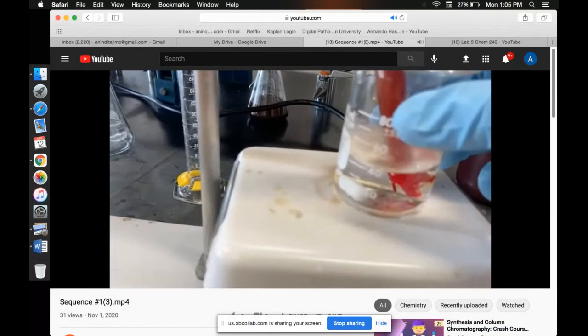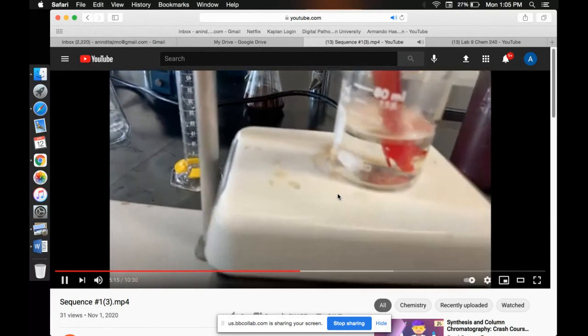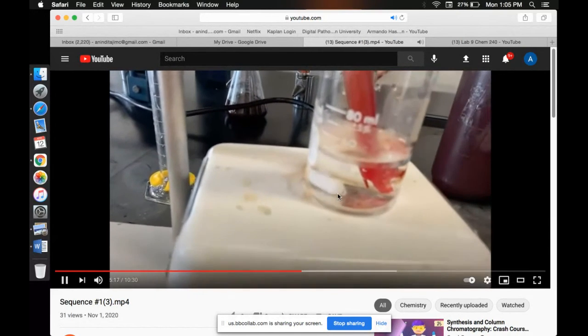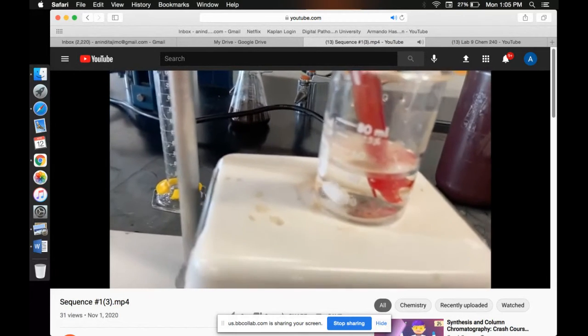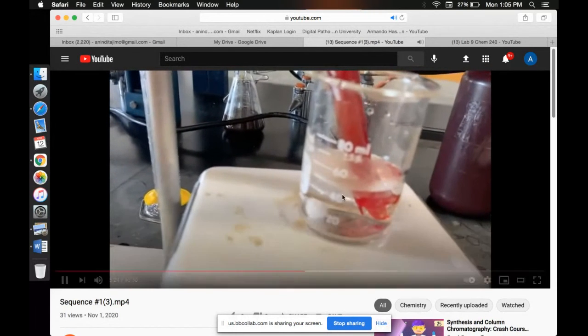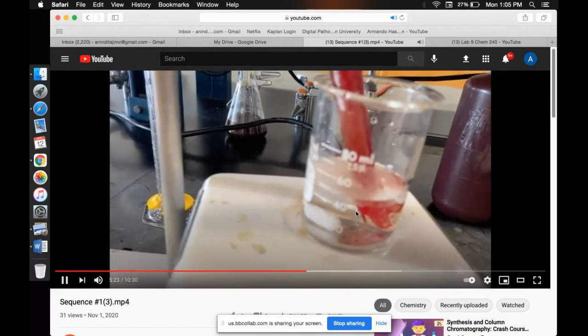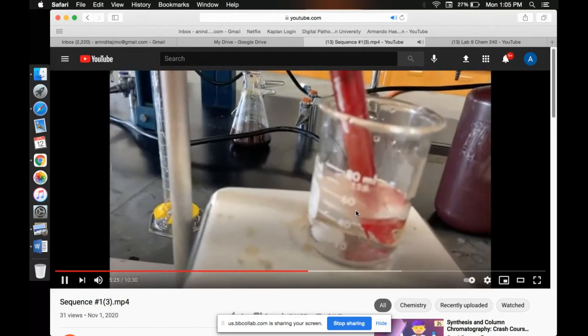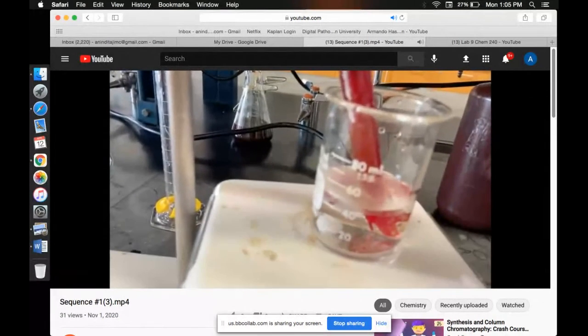So what we do then, now we can increase the stirring a little bit, and then we can start by 1 ml. I have started from 1 ml, so I am going to add 1 more ml.